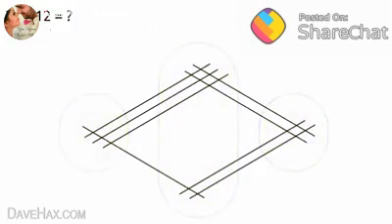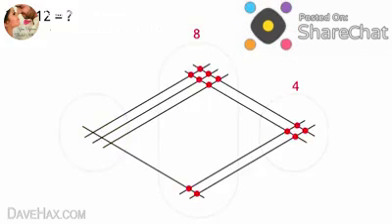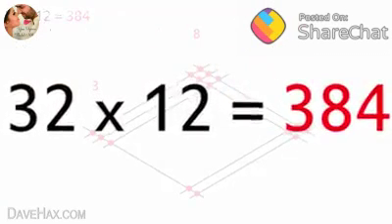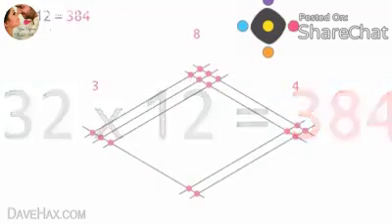And starting from the right, start counting the dots. 1, 2, 3, 4. 1, 2, 3, 4, 5, 6, 7, 8. Write that here. And finally, 1, 2, 3. 3, 8, 4. 384. There we have our answer. Simples. But it does get a little more complicated if we add more lines.